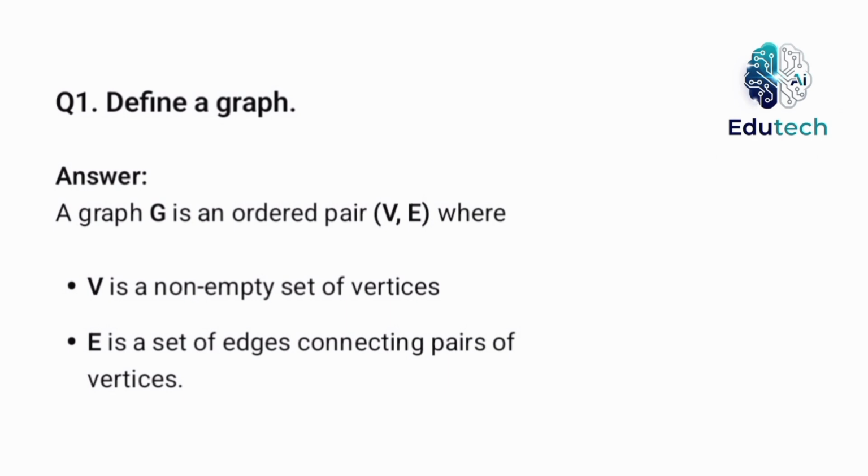Define a graph. A graph is a mathematical structure used to represent relationships between objects. It is defined as an ordered pair G = (V, E), where capital V is a non-empty set of vertices and capital E is a set of edges connecting pairs of vertices. Graphs are widely used to model networks such as computer networks, social networks, and transportation systems.